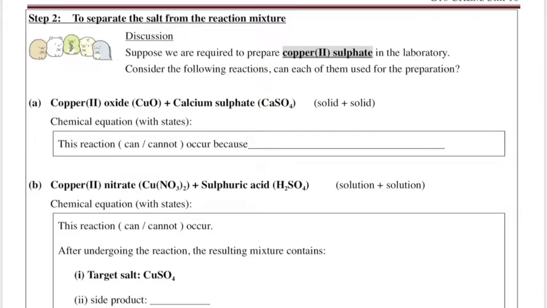So here we have an objective that is to make copper 2 sulfate. Okay, so we need something that can provide copper 2 ion, and we also need something that provides a sulfate ion. So here, the first choice is copper 2 oxide react with calcium sulfate. Okay, so both of them are in solid state. Would this reaction be a good choice to make copper 2 sulfate?